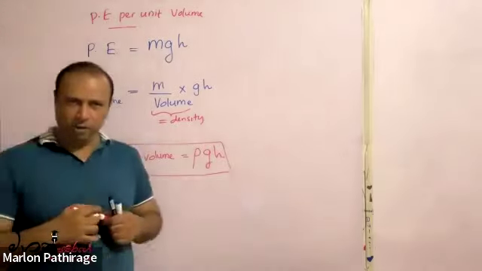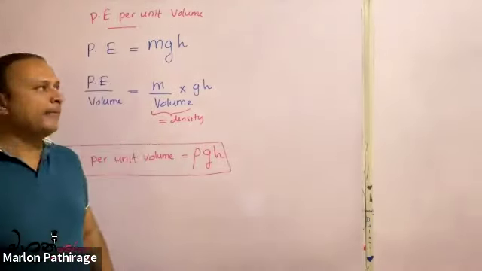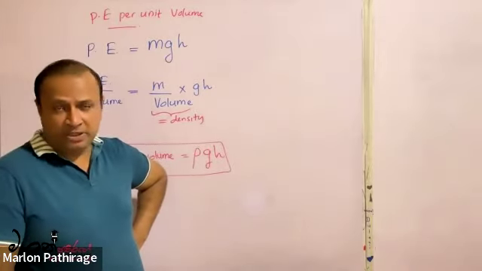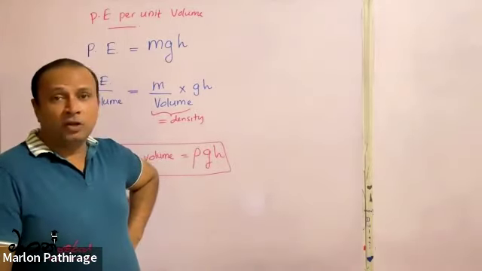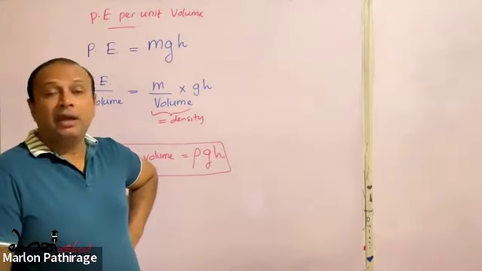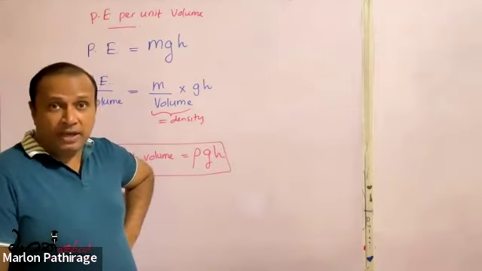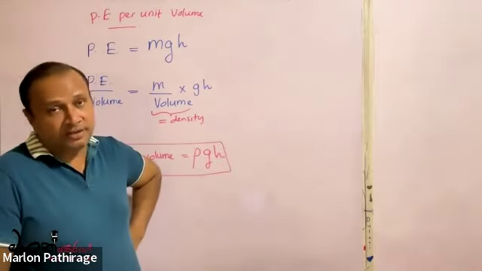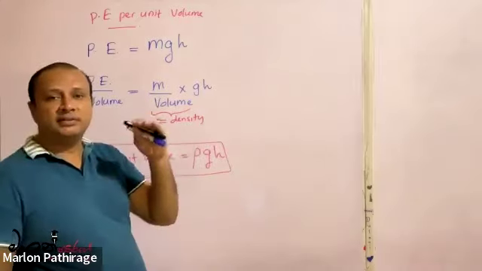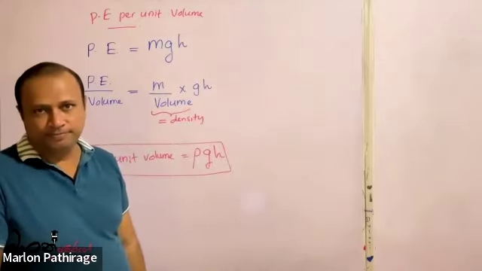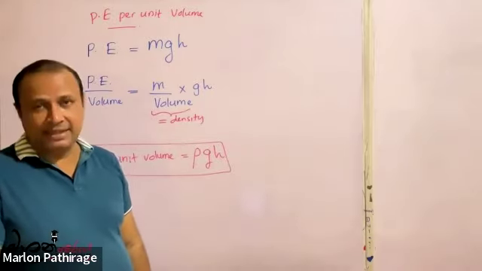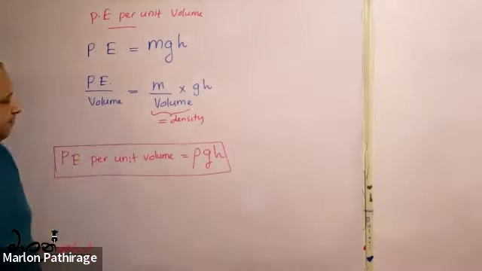Actually, it is very easy to remember, because we know how to calculate kinetic energy and potential energy: they are half mv squared and mgh. To calculate potential energy and kinetic energy per unit volume, you have to divide that value by volume. Then you will have density instead of mass.